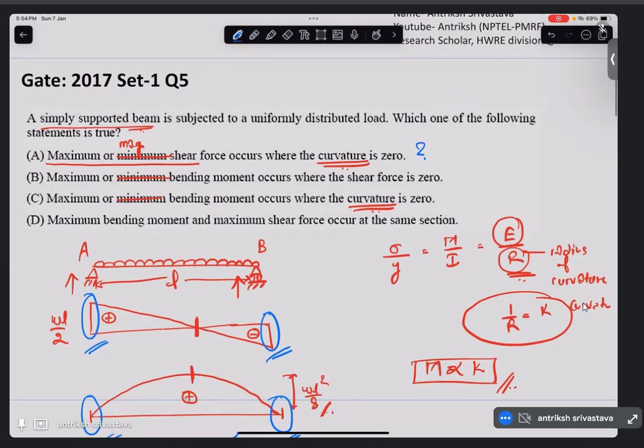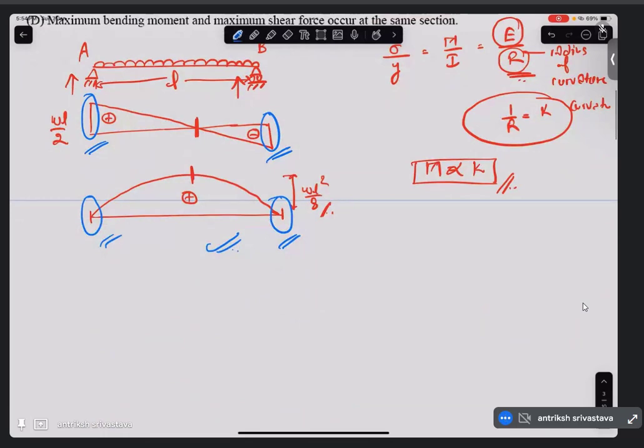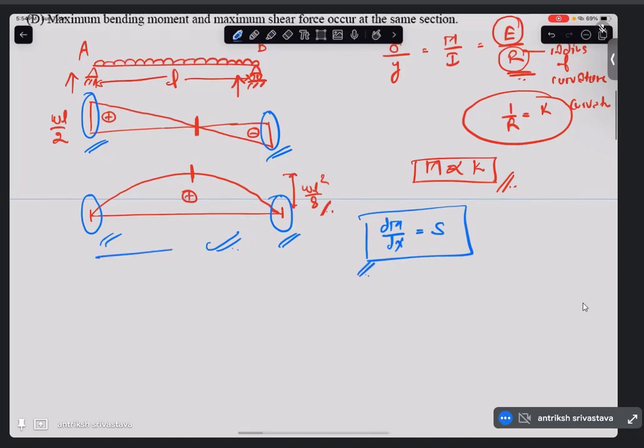Then let's read the second option. Maximum bending moment occurs where the shear force is zero. For this, you need to know one relation: dM by dx is S. What is dM by dx? It is the rate of change of your moment with the distance when you move along from the support. And what is the S? S is nothing but your shear force. So the rate of change of moment in a beam at any section is equal to your shear force. I'm not writing here in terms of sign convention because we don't need that in this question.